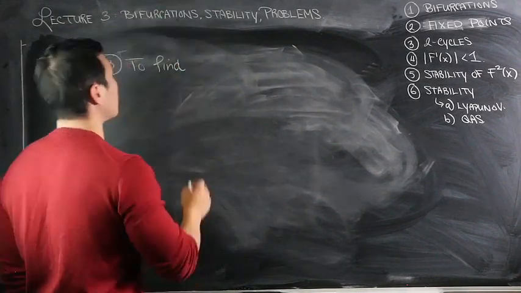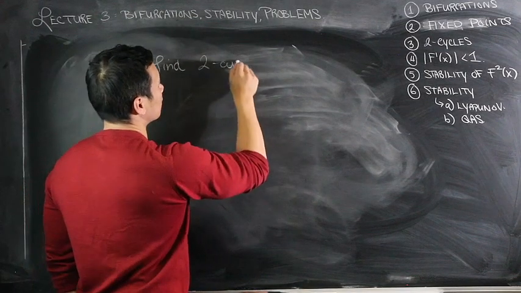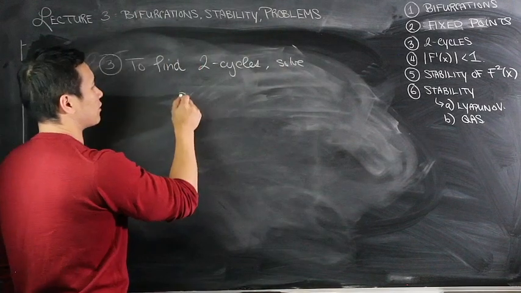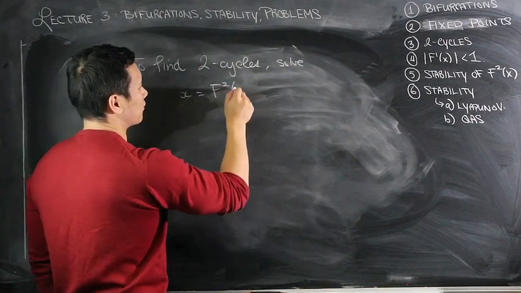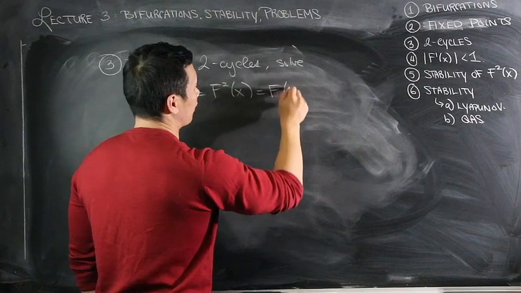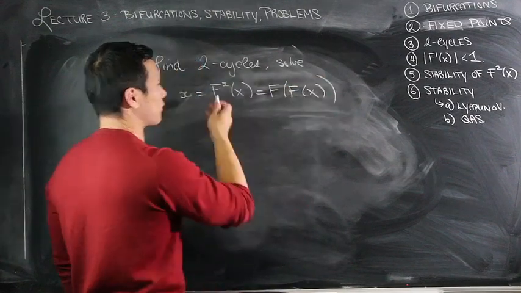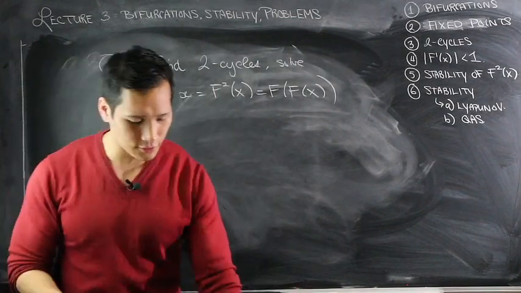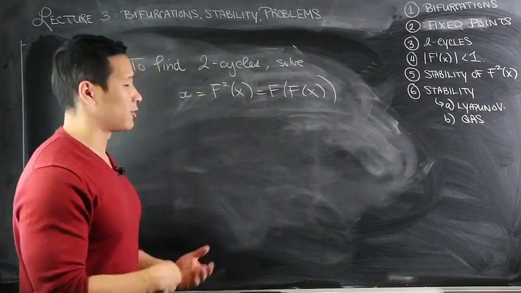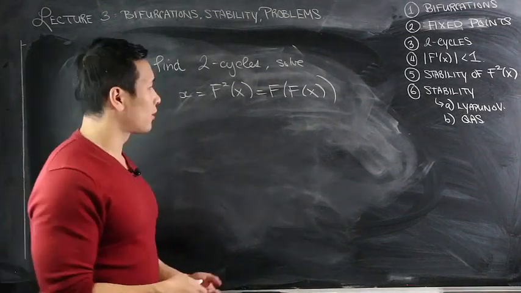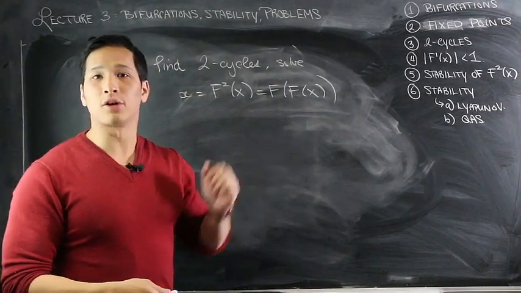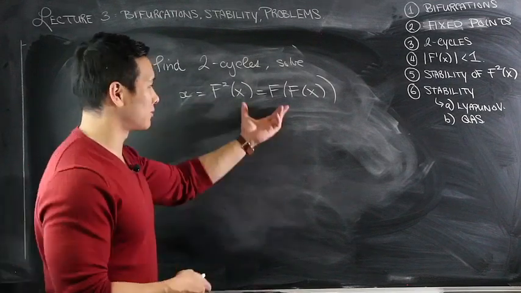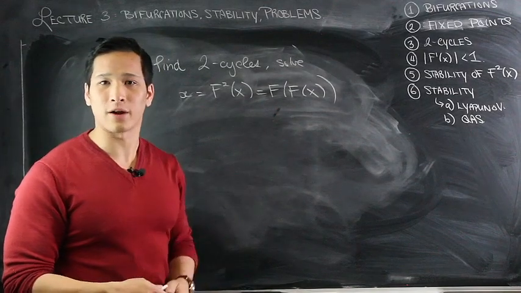Item 3, to find two cycles, what you need to do is solve x equal to f squared of x. You remember that whenever you see f to the n here, that means composition, it doesn't mean power. That's the definition of a two cycle. You hit it once with f, and then you hit it again with f, you come back to yourself. When you solve this equation, you should also end up with the solutions of the one cycle, the regular fixed point, because a one cycle also satisfies this definition.